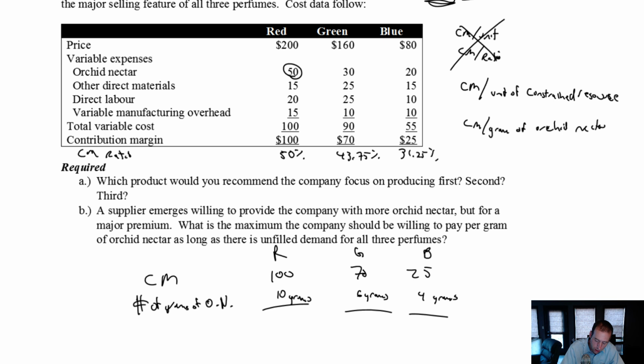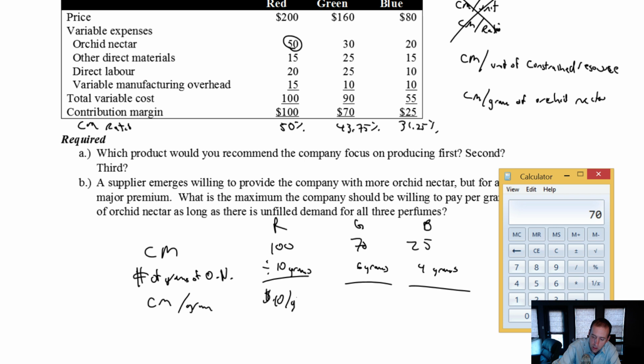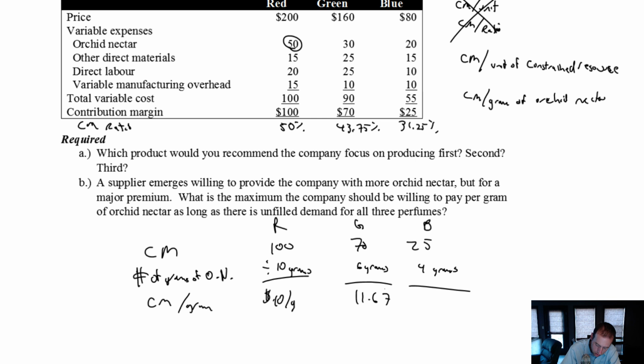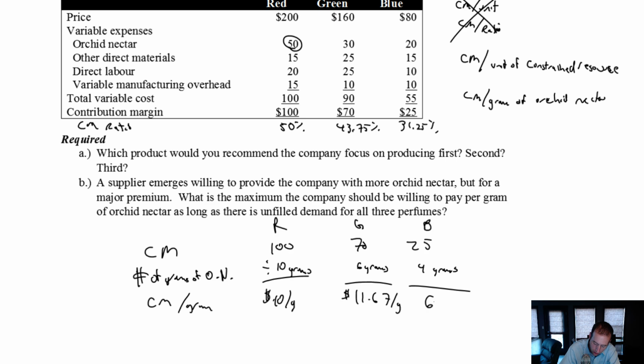So let's figure out our cost per gram, not our cost, but our contribution margin per gram of orchid nectar. So here it's 100 divided by 10 is $10 per gram. Every gram of orchid nectar I put into red spits out $10 towards my bottom line. For green, 70 divided by 6, $11.67. So for every gram of orchid nectar I put in, I get $11.67 of profit spitting out. And 25 divided by 4, $6.25 per gram of blue.